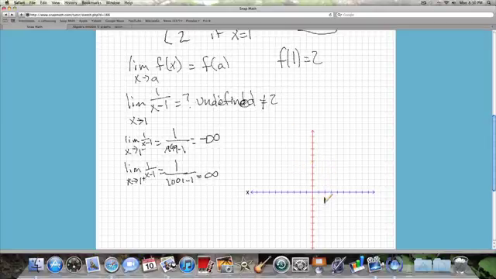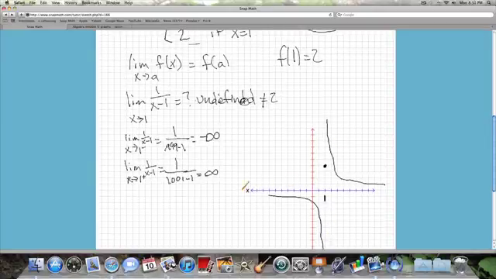And then we're going to graph it. So here's this part that's piecewise right here. That's that 1 point. And then the rest of the graph is this graph right here, where there are asymptotes at y equals 0 and x equals 1.